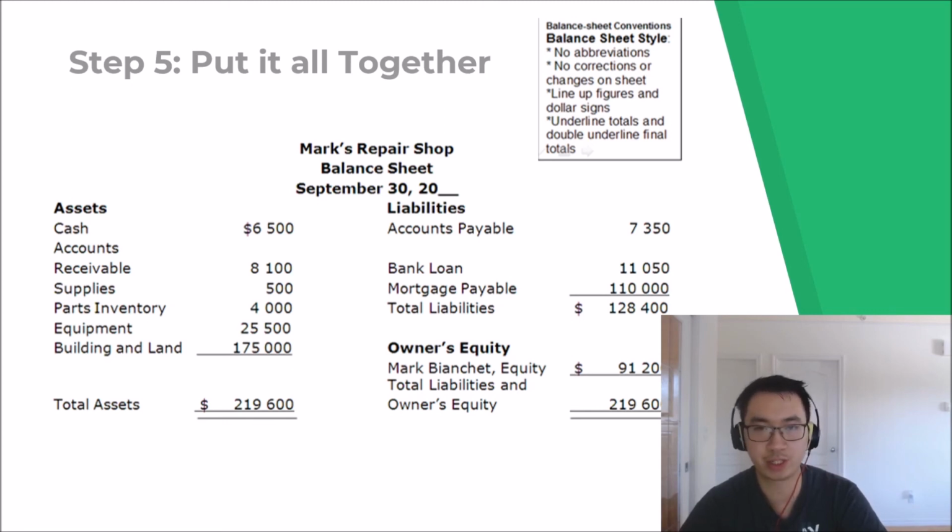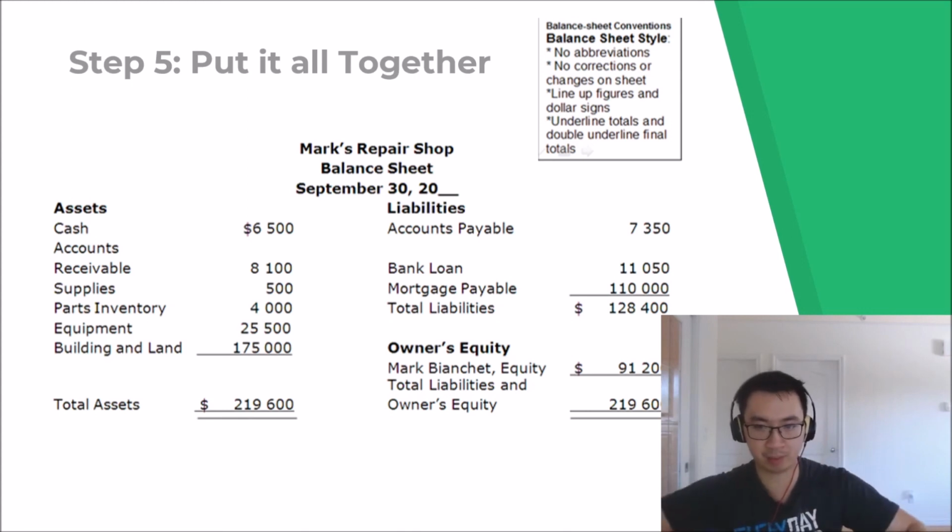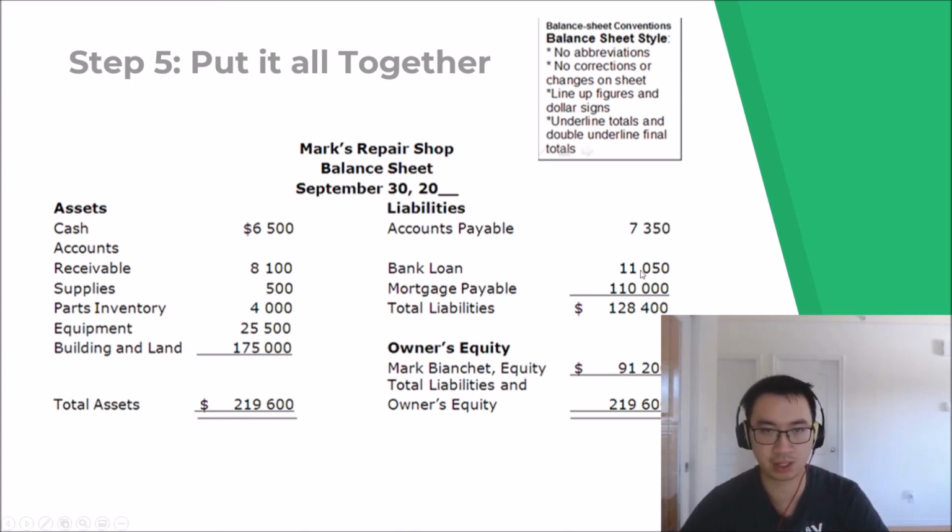Let me know if you have any questions on the balance sheet, but I hope this helped you to understand how to prepare a balance sheet. And make sure to subscribe to my channel for more future content. So just to recap, balance sheet, assets, liabilities, equity, everything balances, everything has totals and dollar signs, and this reflects the financial position of a business at a specific date.